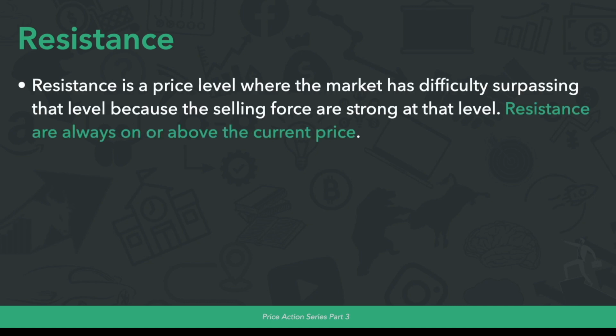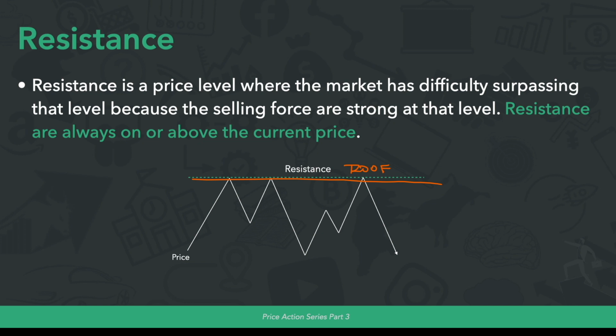Resistance. Resistance is a price level where the market has difficulty surpassing that level because the selling force are strong at that level. So resistance are always on or above the current price. So support kanina below price, resistance naman above price. So resistance, again, nag-act siya as a roof for price action. So kailangan yung price laging nasa baba nitong resistance level na to. So whenever price reaches that level, we can expect na somehow magkakaroon tayo ng reaction, no? Kasi may mga sellers na nag-aabang dito sa level na to.